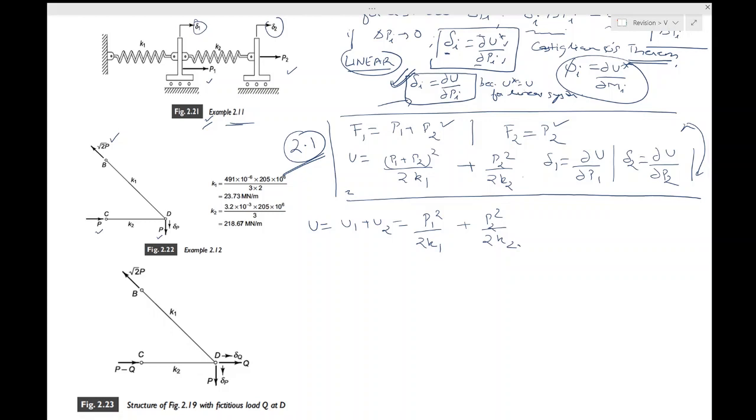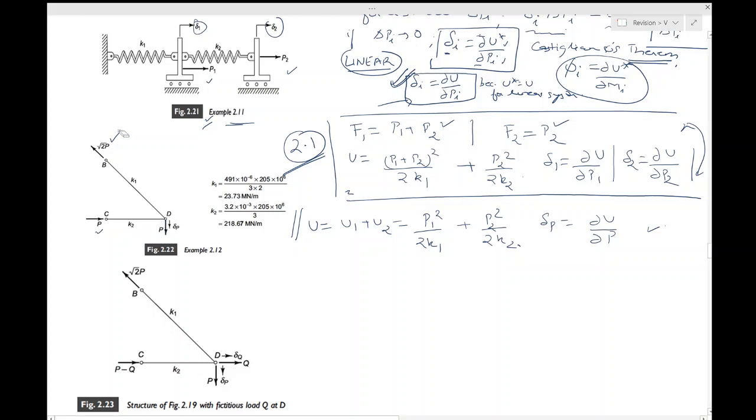Then you can directly find what the delta P would be. That would be dou U by dou P, and you would get the answer for delta P. Now there is one more part to it. If you remember the solution of this problem, point D did not just move vertically downwards, it also moved horizontally. So the D dash was somewhere over here. However, by doing this, you have just found the vertical component of it. You have not found the horizontal component of it.